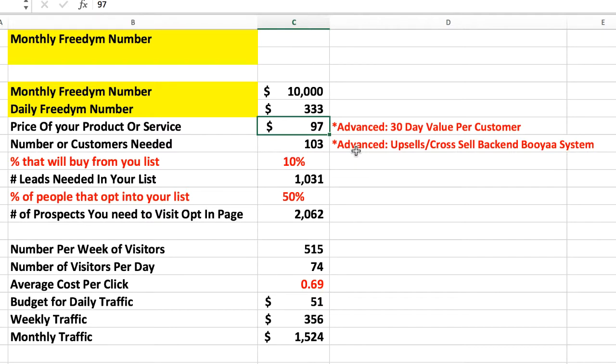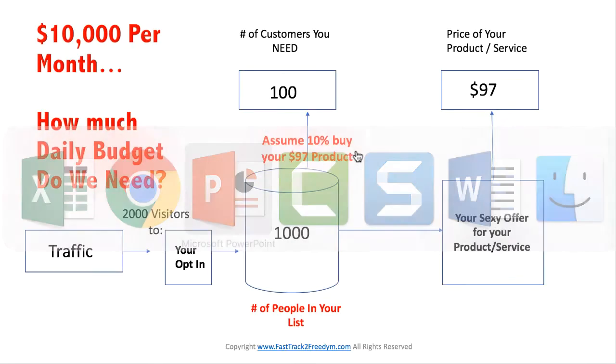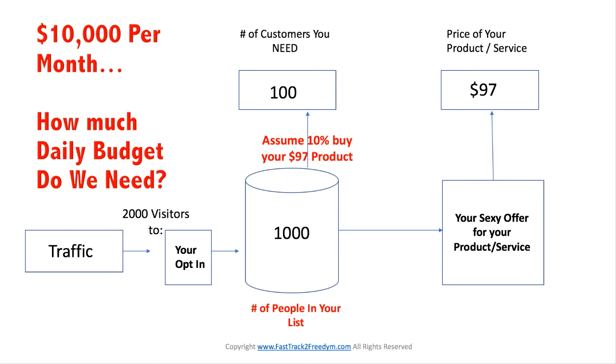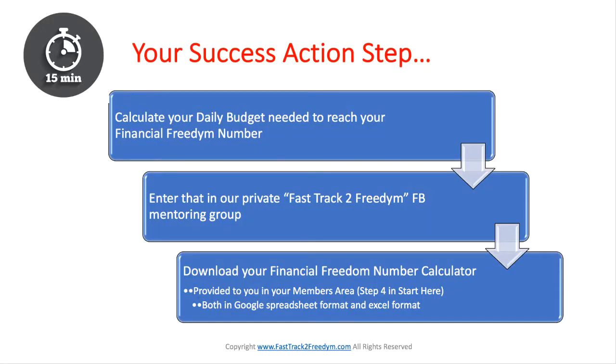So having said that, let's go to your success action steps. I hope you got value. I know I threw a lot at you right now. However, I find that this is like me. If you're like me, I only learn by doing. So guess what? I'm giving you a 15-minute exercise, and depending on your skill level, or even with using spreadsheets, I'm not sure how long this could take you. Maybe it's 10 minutes, maybe it's 30 minutes, but I figure 15 minutes is good to set yourself a timer. And I want you to calculate your daily budget needed to reach your financial freedom number, okay?